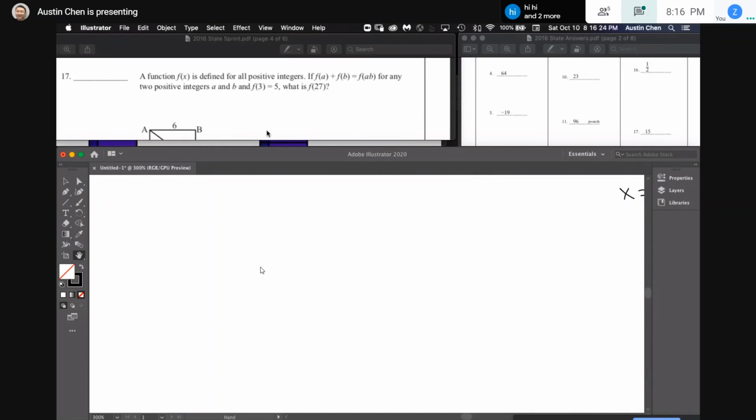Number 17. A function f of x is defined for all positive integers. If f of a plus f of b equals f of ab for any two positive integers a and b, and f of 3 is 5, what is f of 27? Okay, we can try to set up multiple equations here, right? So let's try f of 3 being on this side. So we get f of 3 plus f of b, it's going to equal f of 27.